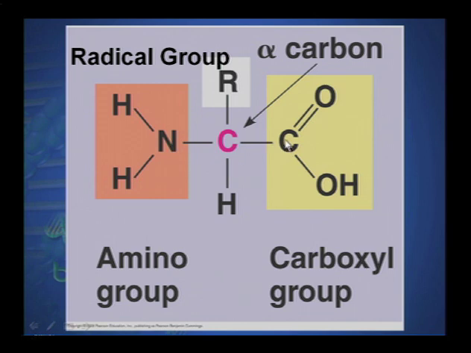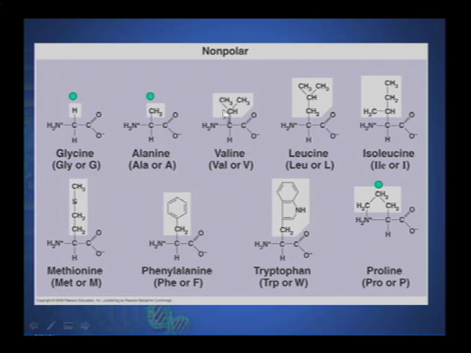Where all 20 amino acids will differ is at this fourth position, where this R is. In chemistry, that's referred to as a radical group, and it just means that it can be highly variable. You can put all kinds of different things at that spot. So the 20 different amino acids will all differ at this radical position. And let's go ahead and look at some of the differences here. Now, I certainly wouldn't expect you to know these structures, but again, it's just to bring out and emphasize the kinds of things that we can see at this R position.